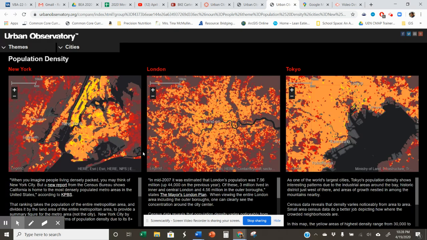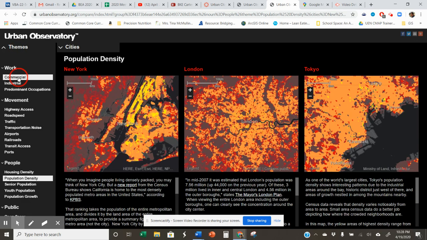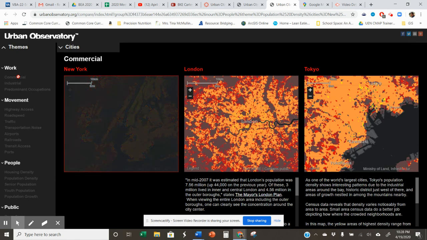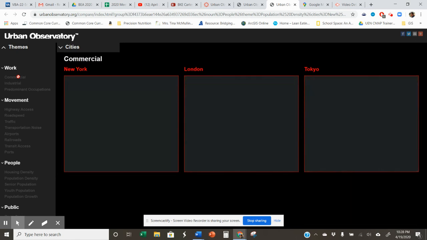And it defaults to New York, London, and Tokyo. And I just leave it on these 3 cities for the beginning of your assignment. This is population density. Population density is how many people live in a square mile. Your instructions tell you to change to theme, work, and commercial. Commerce is business, it's sales, it's people buying things or selling things.